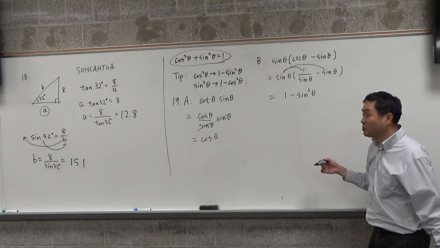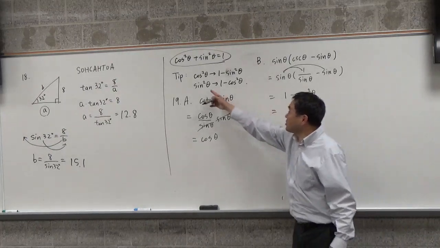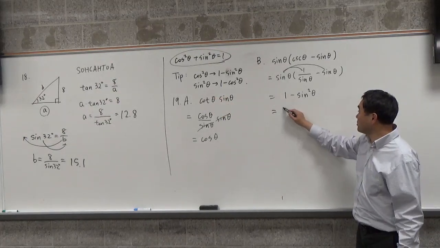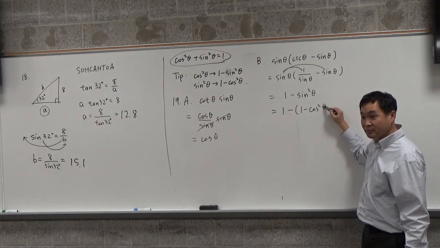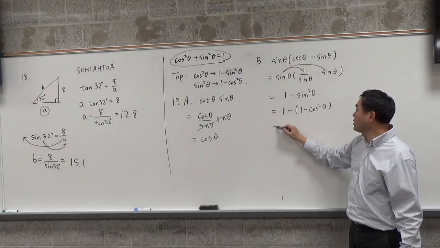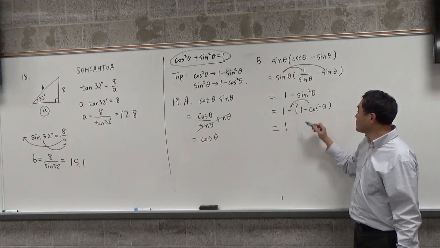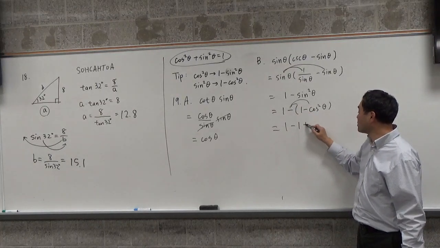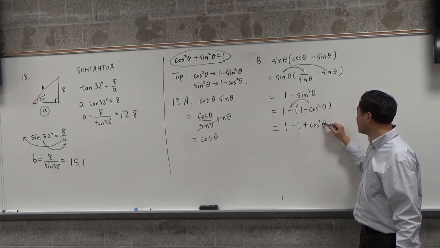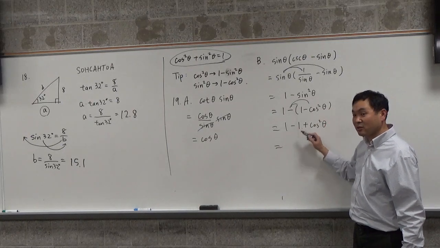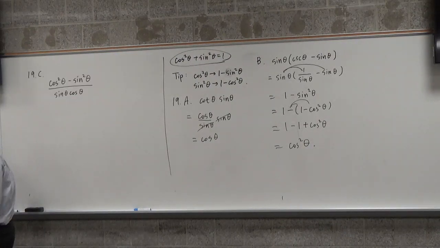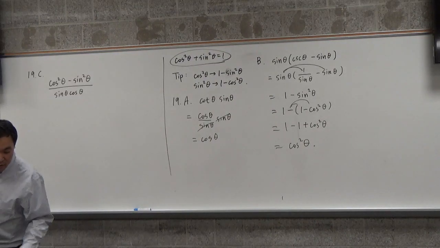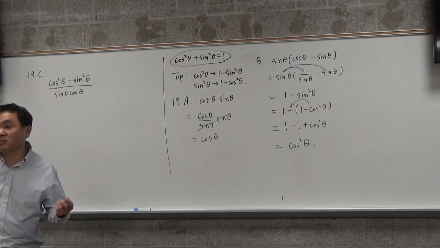But if you didn't know that, you can do the following. I see a sine squared. So what am I supposed to do? Write it as 1 minus cosine squared theta, right? And then if you multiply the minuses out, you get minus 1 plus cosine squared theta. So 1 minus 1 cancels away, and you get cosine squared theta. Done.